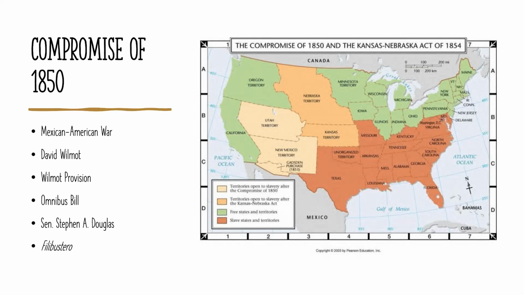But it also included a stricter fugitive slave law. This fugitive slave law would allow Southerners who were pursuing fugitive slaves into northern states to basically conscript Northerners into helping hunt down the slave, regardless of their views on slavery. To many Northerners, this was a very, very, very bitter pill to swallow.